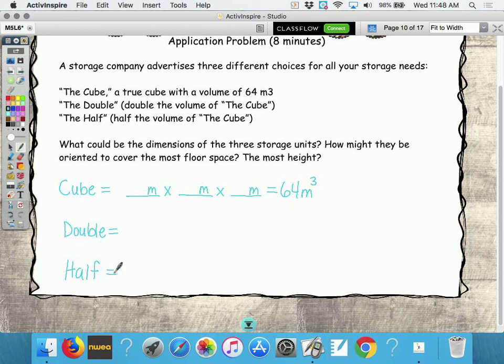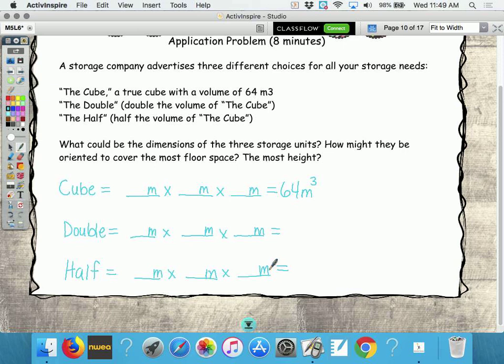So let's start out by, it says, what could be the dimensions of the 3 storage units? So I'm going to go ahead and get my blanks on here. So I'll know that I've got to come up with all my measurements. And then I'm going to teach you a problem-solving strategy we haven't really used this year. It's called guess and check. Now, if it's a cube, all the measurements have to be the same what? Length. So it has to be the same number, and it has to be on there 3 times.